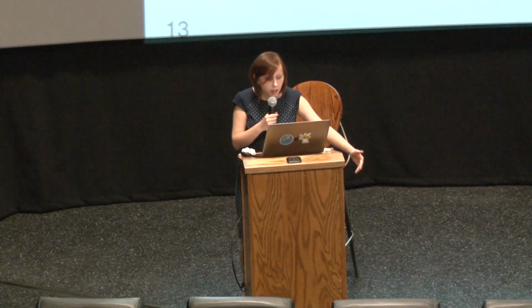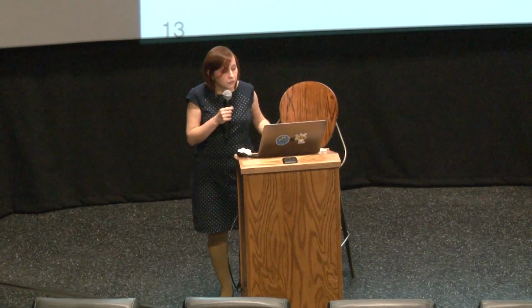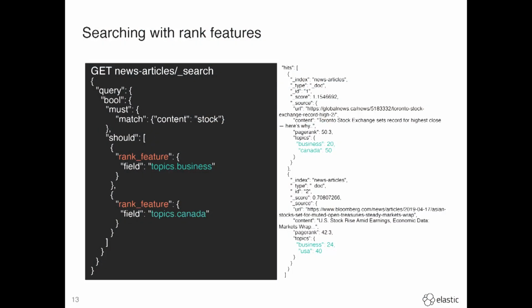I can combine this feature. So I live in Canada. I'm more interested in news on Canadian topics. And if I apply these two rank feature queries, the news that are on business and Canada will come out first.